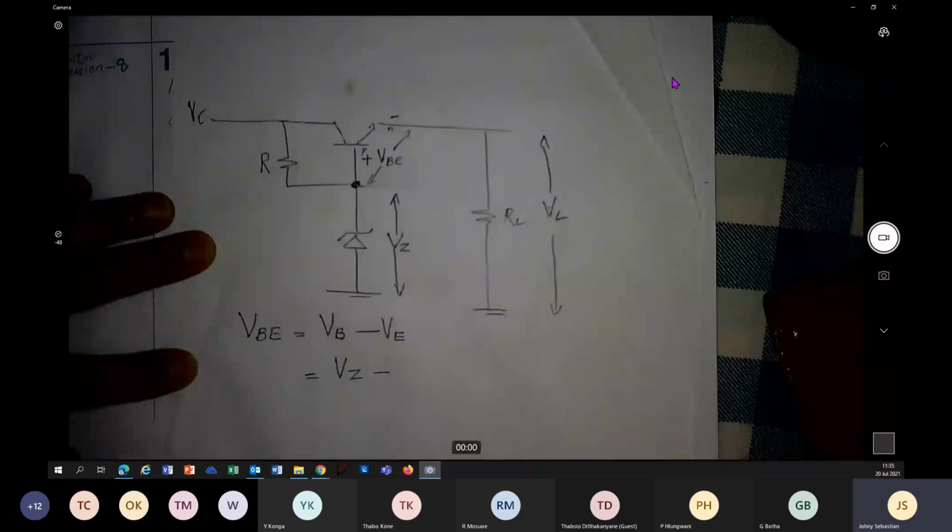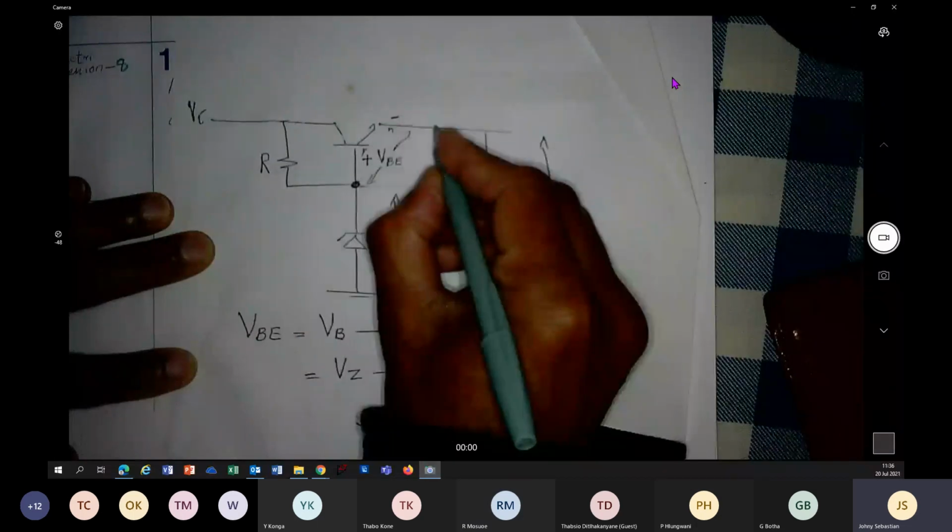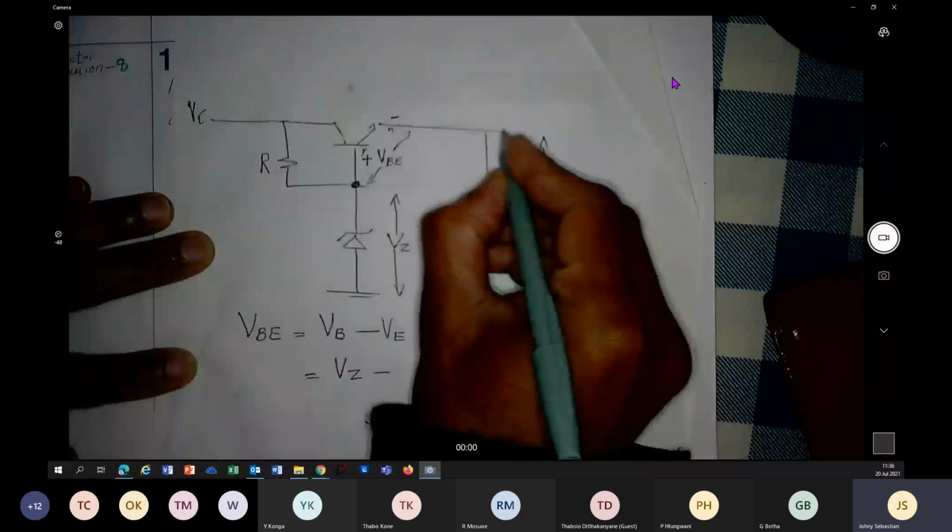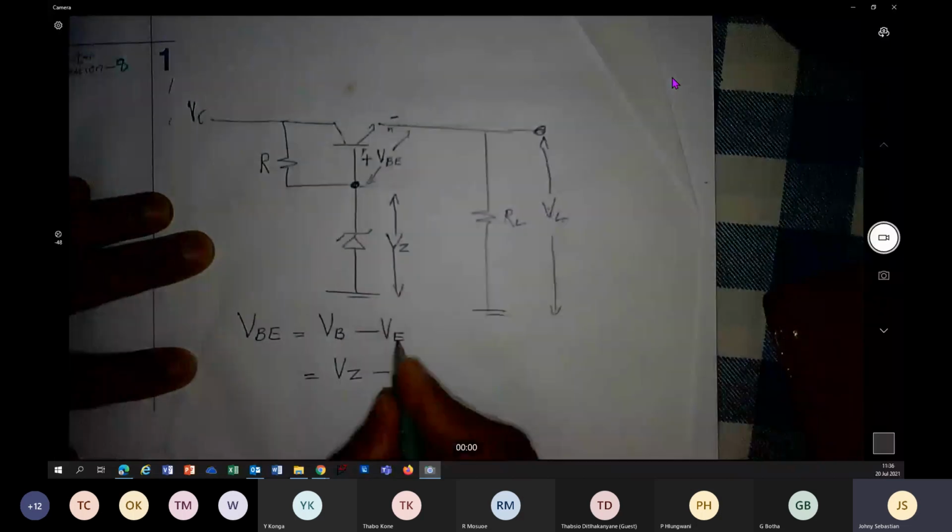What is voltage at the emitter? 0.7. Can you just stop this singing? Voltage at the emitter is 0.7. What concept are you using? So it's the voltage at the load. That is emitter. You have the same voltage at the emitter, like VL. So I am going to replace VE with VL.